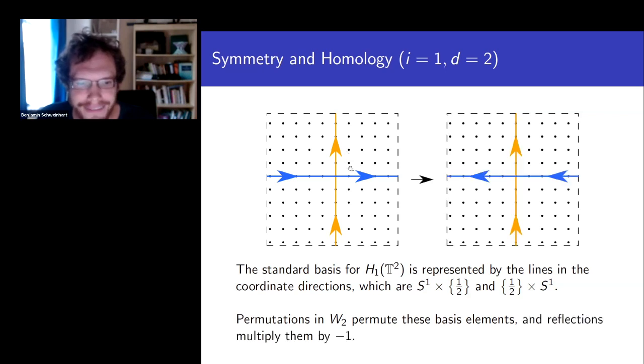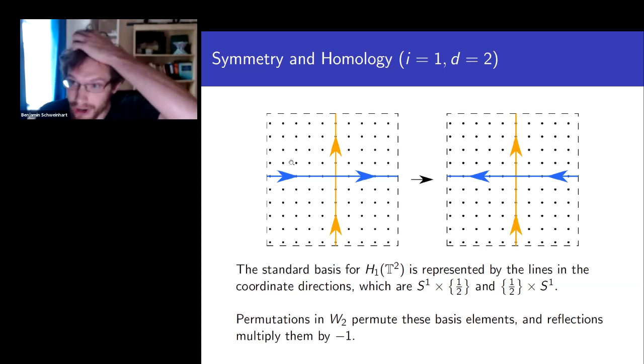And we also have the reflection. The reflection is going to reverse the orientation of one of our coordinate directions. So here we reflect it, and you see we go from going around the torus in this direction to going around the torus in this direction. So that's the action of the symmetry group of the 2-torus on the one-dimensional homology.